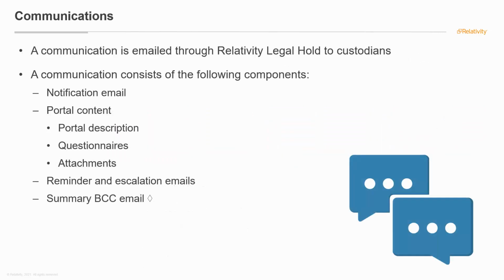Now, just a quick level set on defining communication. A communication is emailed through Relativity legal hold to custodians. Now, a communication is comprised of these components. So the notification email, the portal content. So, the custodian will access the communications via their portal. There will be reminder and escalation emails, and possibly a summary BCC email. So these are the different components of the communication.